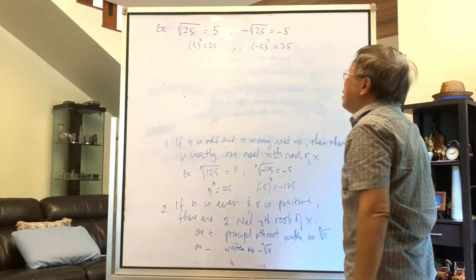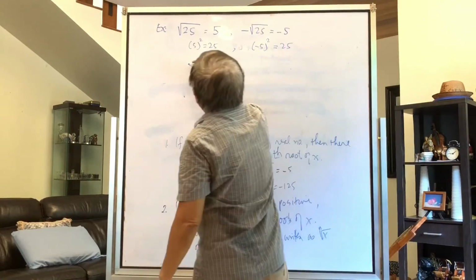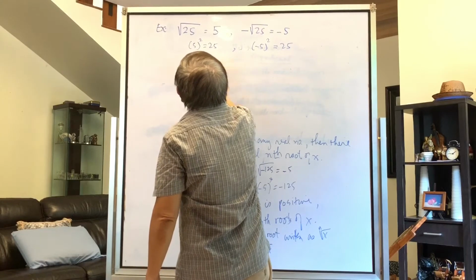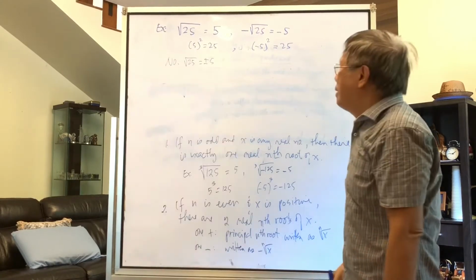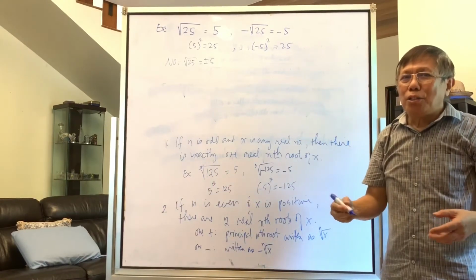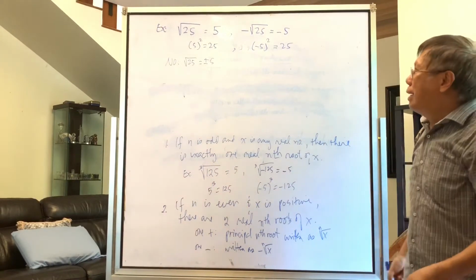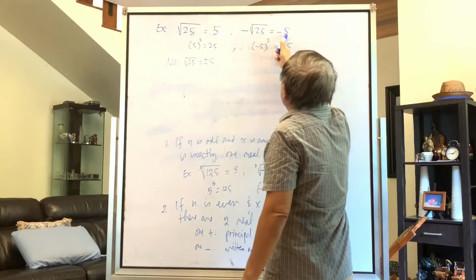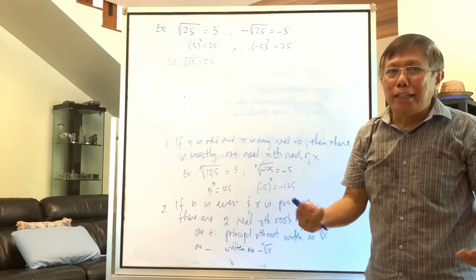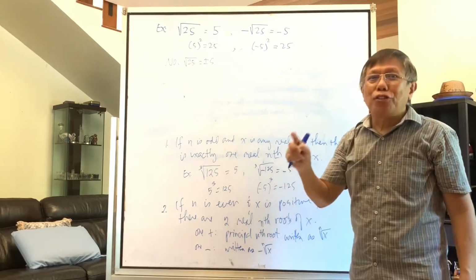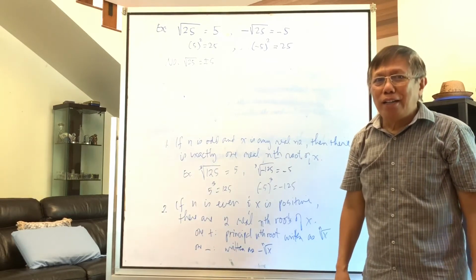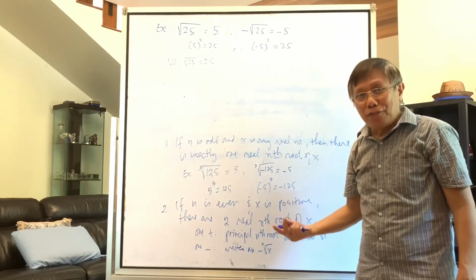Let's be careful here. We cannot say that the square root of 25 is plus or minus 5. This is no. But if I ask you what are the square roots of 25, you will say 5 and negative 5. Okay? That's clear. What's the square root of 16? That is 4, not plus or minus 4. But the square roots of 16 are 4 and negative 4.